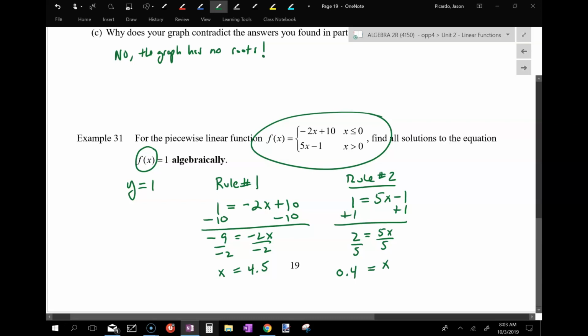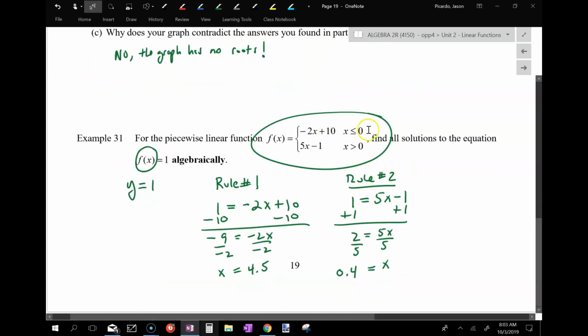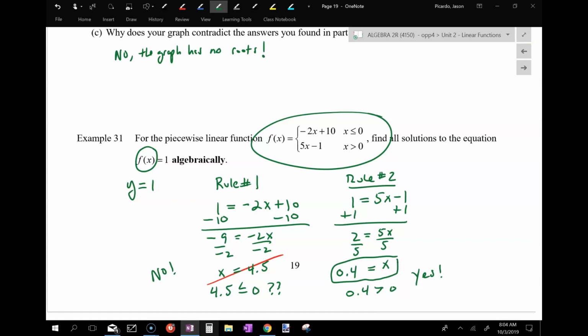All right, so now we have to go to our rules, right? So what does that first rule say? The first rule says that my answer has to be less than or equal to 0. So is 4.5 less than or equal to 0? No. So this is not a solution. All right, rule number 2. Is 0.4 greater than 0? Yes. And so this is the only answer to that problem, right? Because that piece fits. That rule fits within the domain.